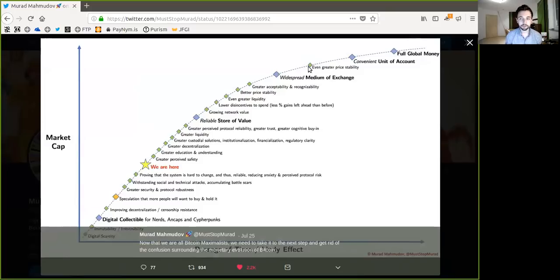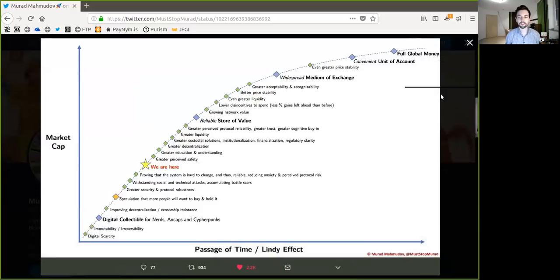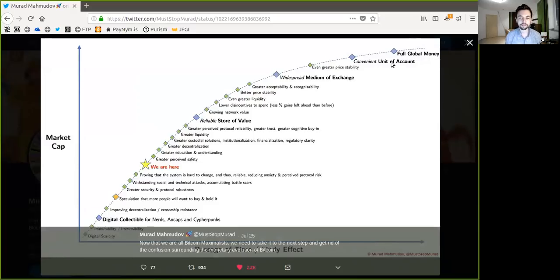And this will further increase the price stability until eventually, and that is the very last point, we reach a state of unit of account, which is the point where all goods and services, all resources and all goods are priced within this one money. And this is then when Bitcoin has achieved its full potential as a full global money. That is the ultimate progression of how Bitcoin might progress over time.